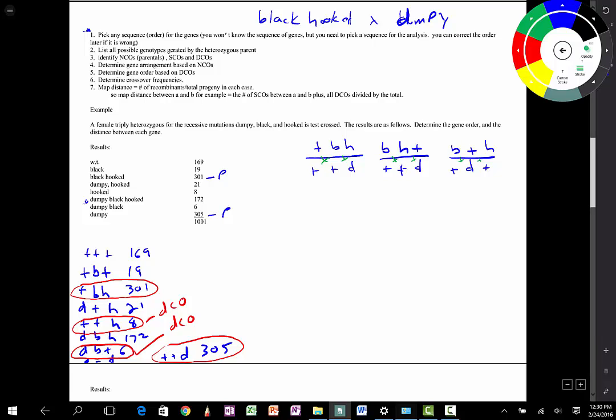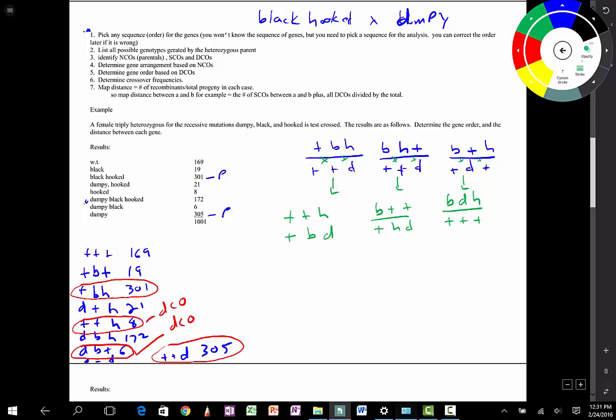If we get a double crossover here, this D is going to switch sides, and it'll go up to BDH over plus. This one, H is going to switch sides, so we'll have B over plus HD, and this one we'll get plus H over, well not really over, but plus BD. So these are the types of gametes that would come out of double crossovers if each of these things were true. So then we just compare these to the things that we know are the double crossovers.